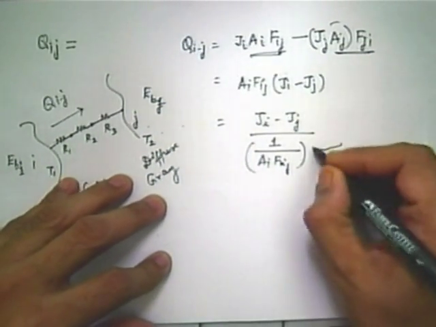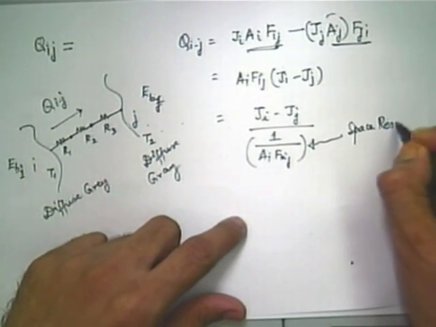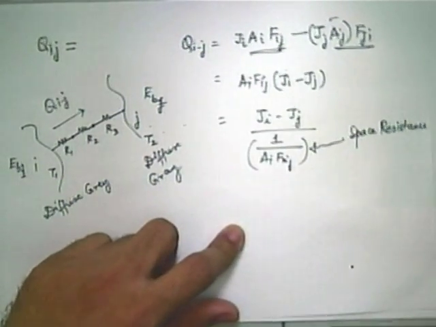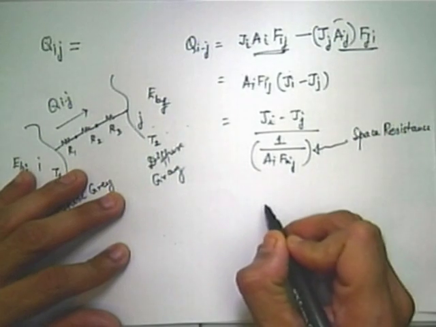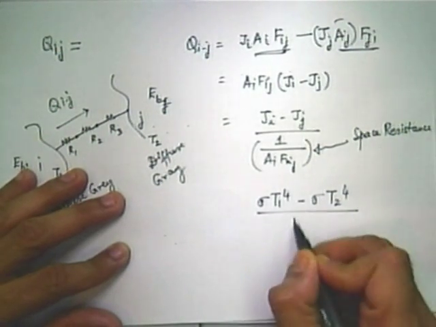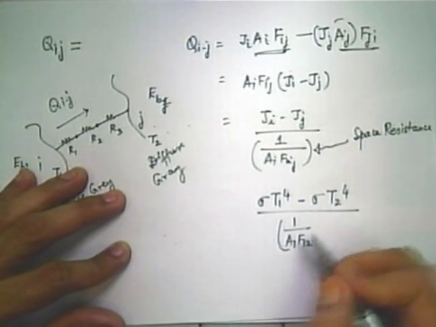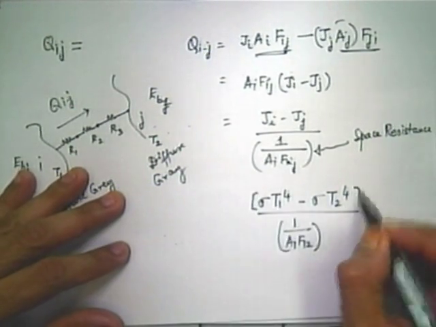So, who gives me these J values? I do not know, correct? So, we have to come back finally to this one. This quantity is of course our same concept, what we had for black surface, space resistance. The only thing that was changing is the numerator. For a black body, if you remember, it was sigma T1 raised to 4 minus sigma T2 raised to 4 divided by 1 by A1 F12, or replace 1 by i and 2 by j. This is the same, nothing has changed, only the numerator has changed.